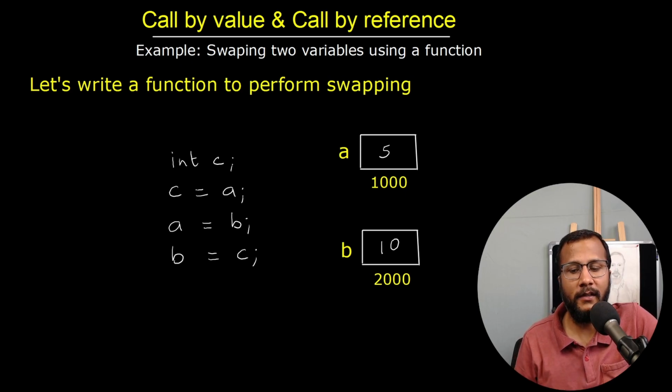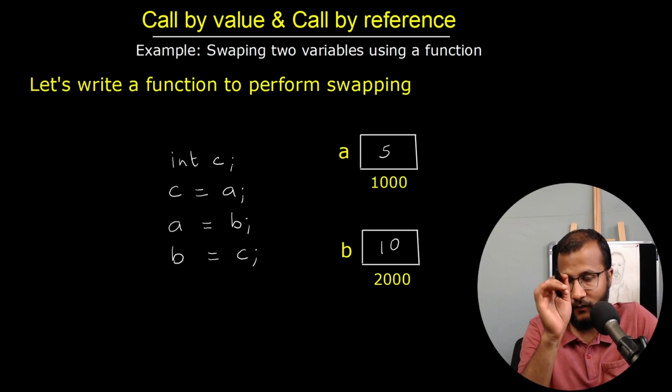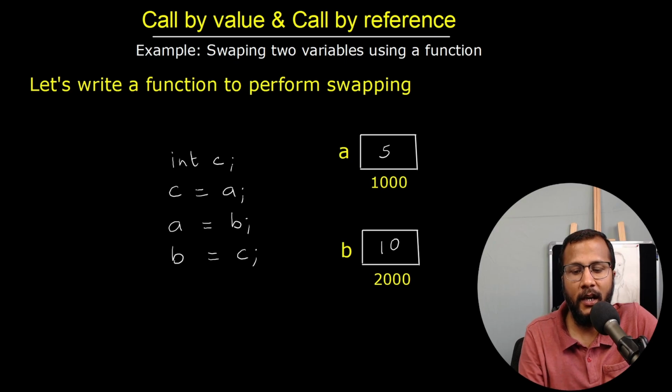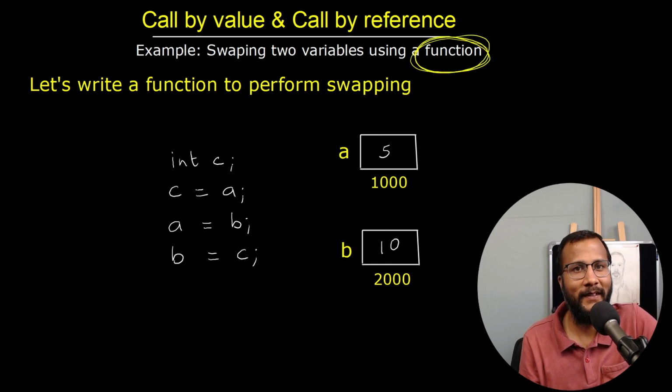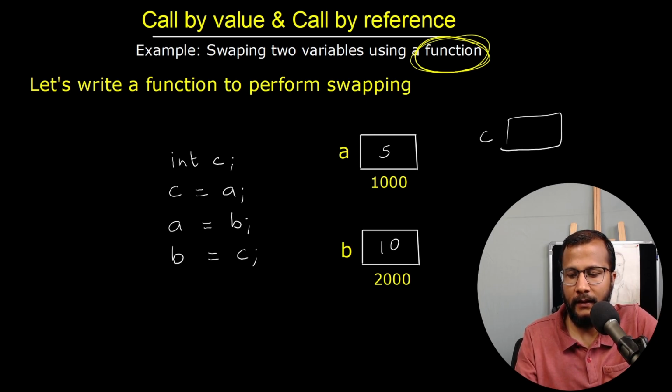You have understood the logic for swapping. Now the problem is that we have understood the logic, so it's very important to first of all understand the logic. Once the logic is done, we are going to perform the swapping using a function. We are going to put this entire code into a function. The logic is quite simple. We have to create one variable C.